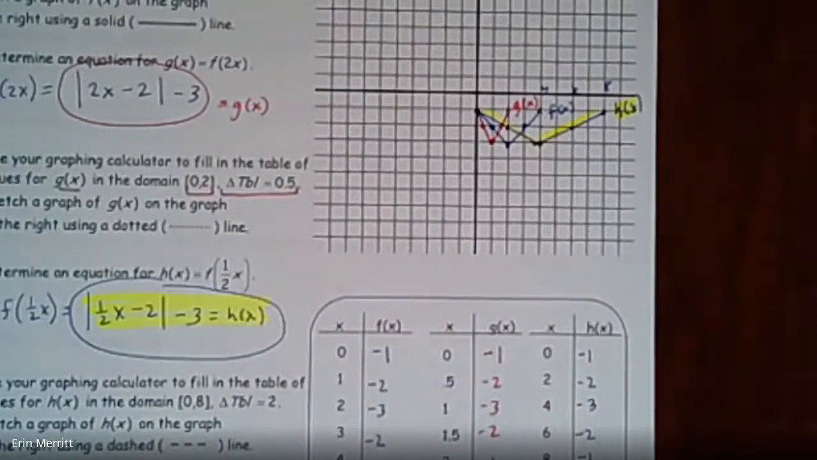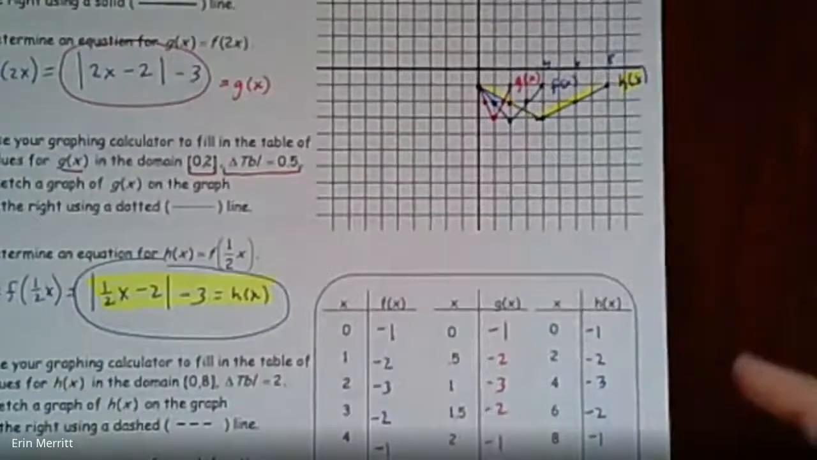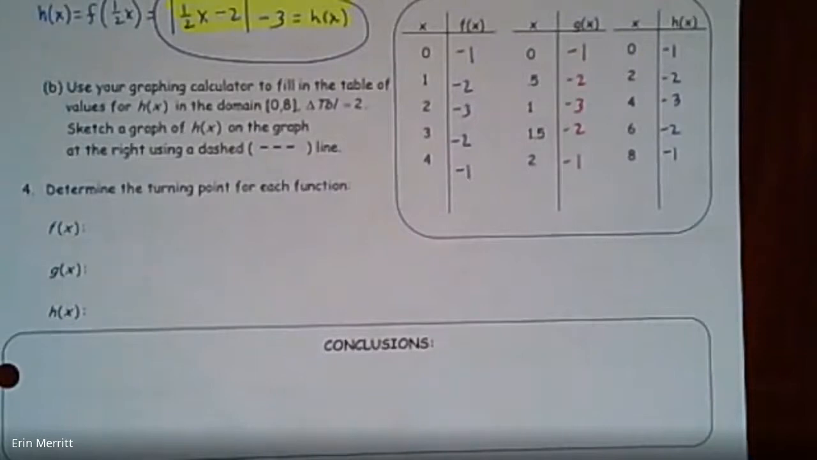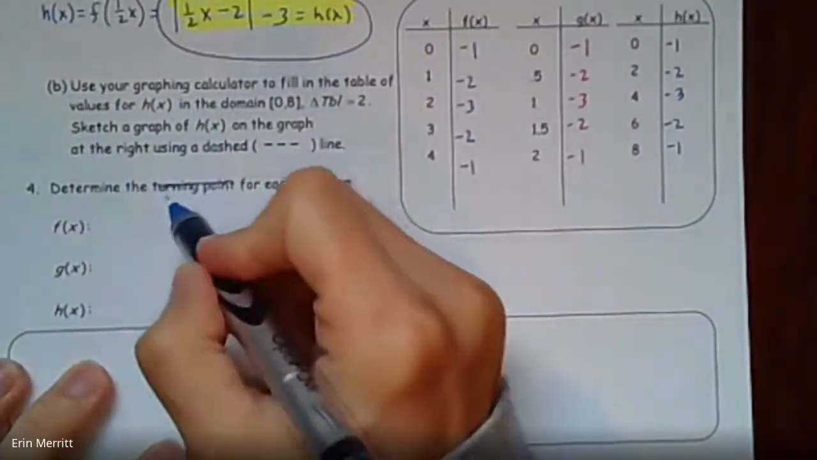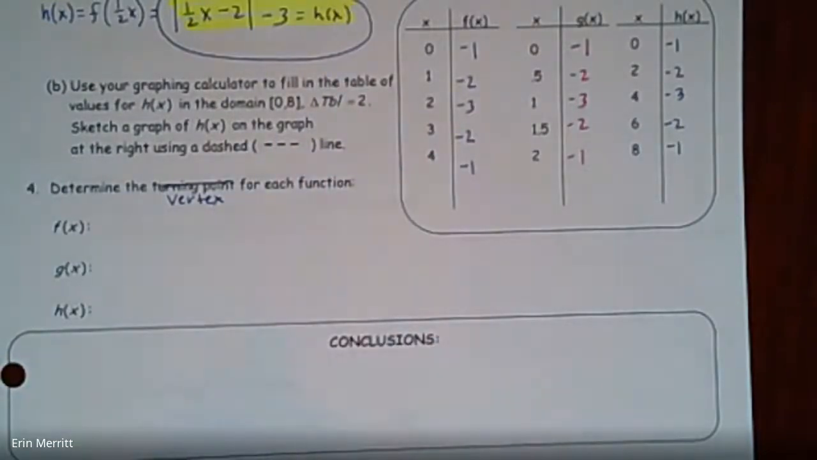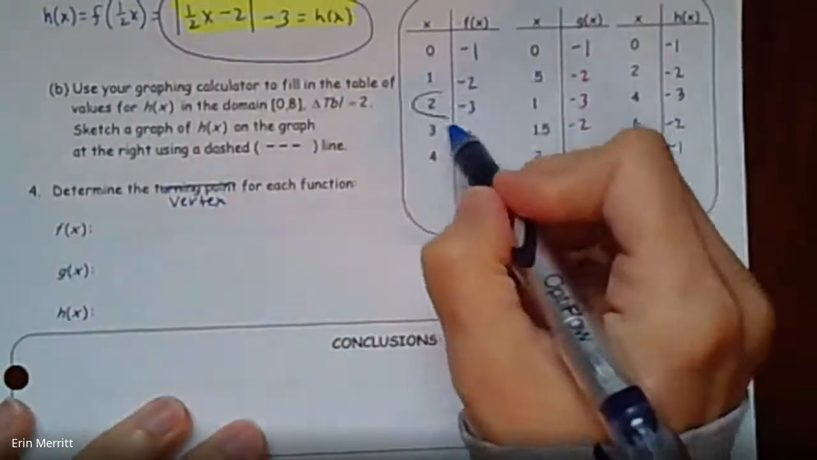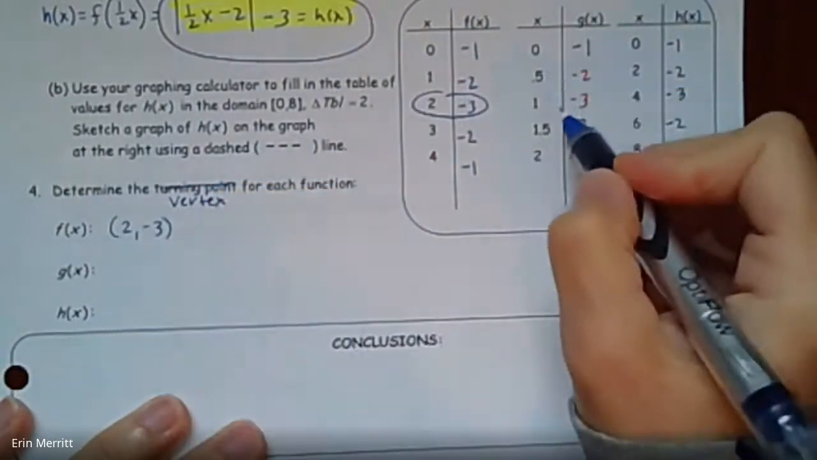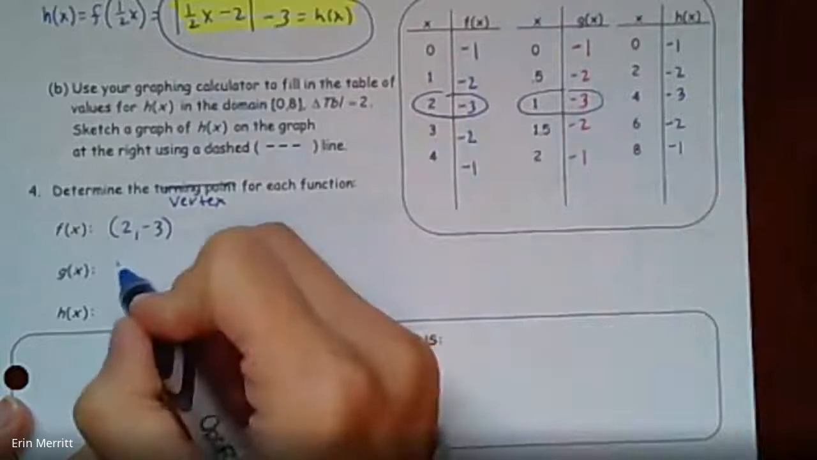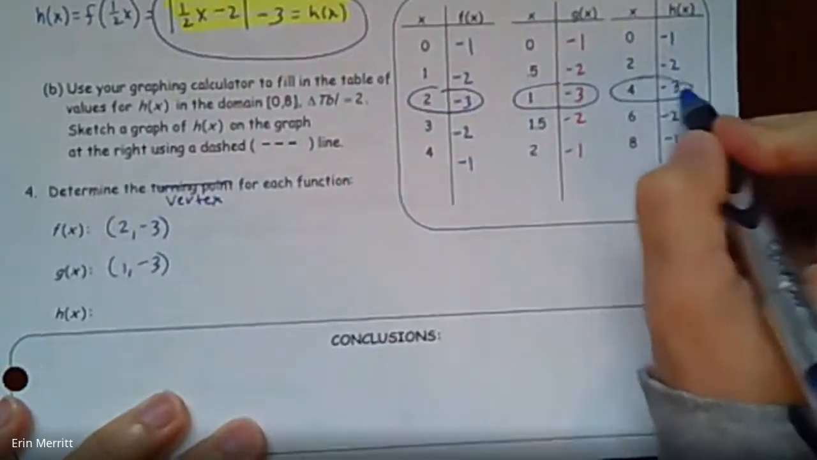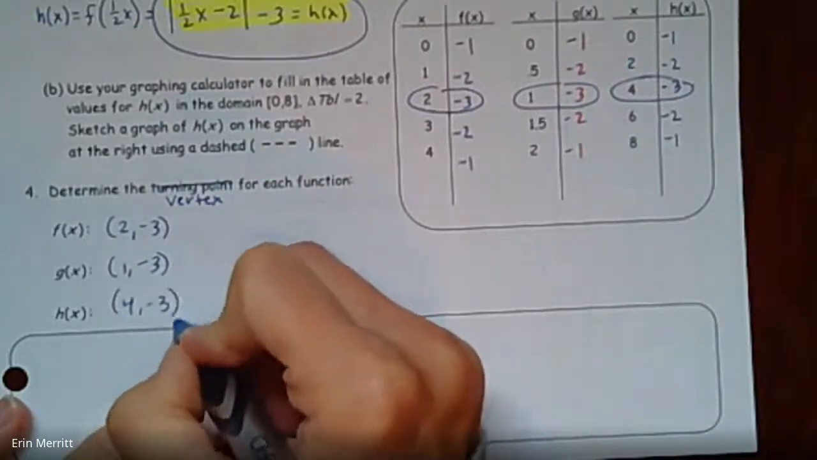All right. So when you look at this, it says use your calculator. Oops, just kidding. We did all that. Down to step 4. Determine the turning point. I really hate that term. Determine the vertex. I don't know why. I just don't like it. For each function. So for f of x, there's your vertex right there at 2, -3. For g of x, that's the lowest point. It's 1, -3. And for h of x, it is at 4, -3.